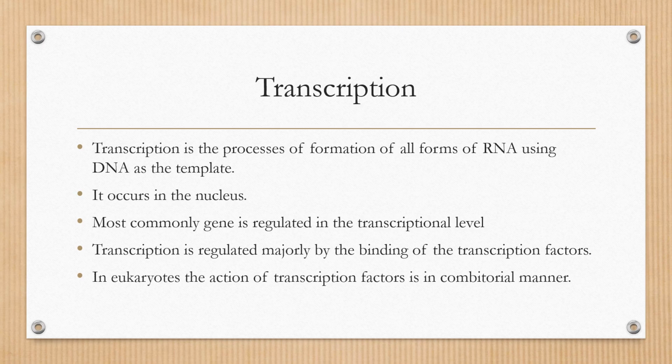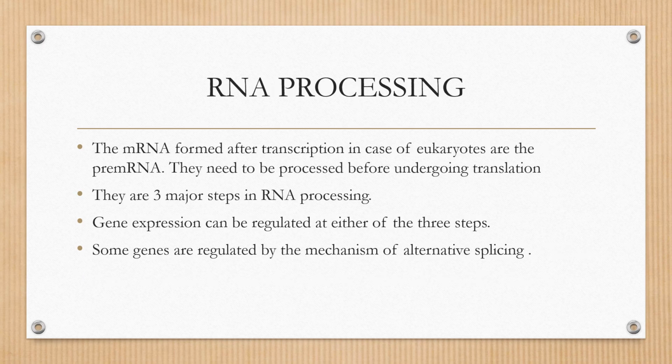And usually in case of eukaryotes, these transcription factors do not work alone. They work in a combinatorial manner. That is, they work along with certain other proteins which help in the regulation of your transcription. So the next step is RNA processing. If you're looking at mRNA, the end of transcription is the formation of an mRNA. The mRNA which is formed after transcription is called your pre-mRNA.